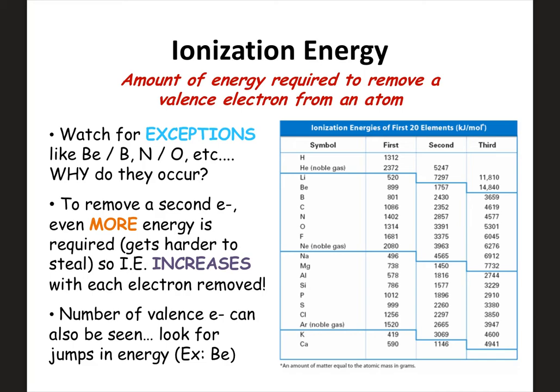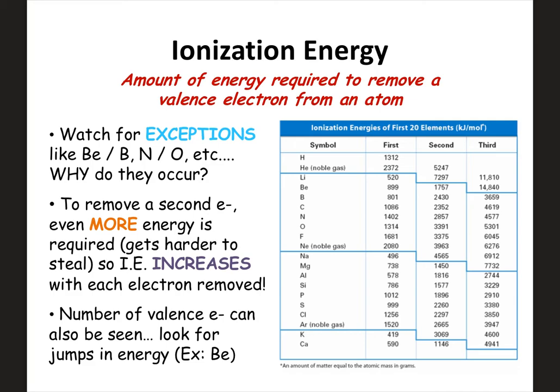So if you'll notice here with ionization energy, there are exceptions to the trend. Typically, as you go across the periodic table from left to right, ionization energy should increase. And as you go down, it should decrease. It gets easier to remove an electron as you go down. It gets harder to remove an electron as you go across because the nuclear charge is greater.